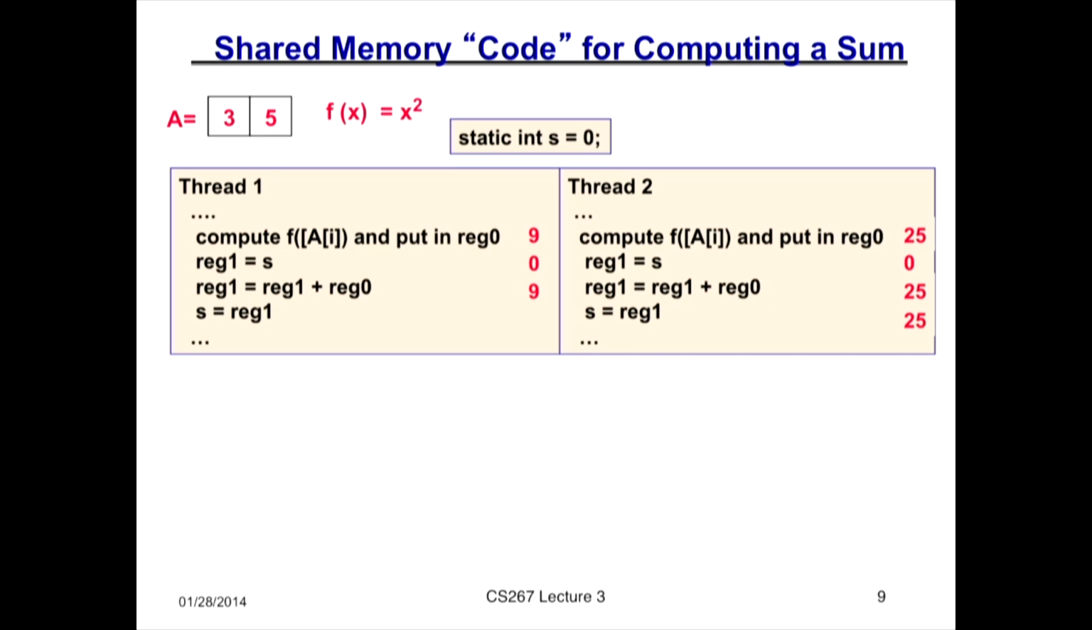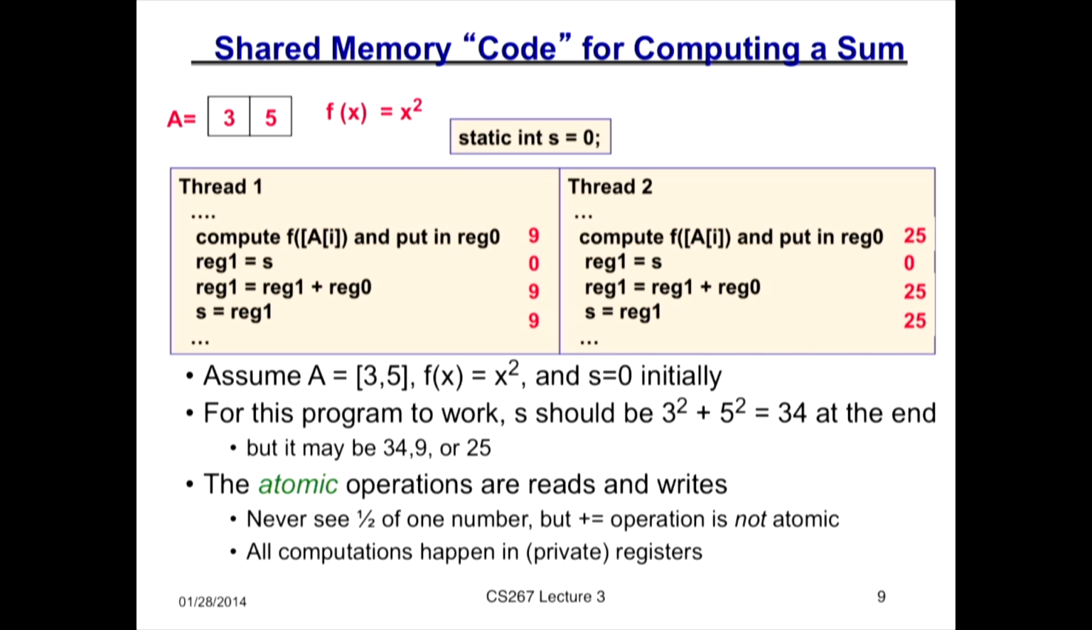In the meantime, thread 1 goes and increments s in his local register and gets a 9. And then puts it back into memory. And so when you're done, s is equal to 9. It's not 9 plus 25, it's 9. So in fact, you can get any one of these three possible answers.